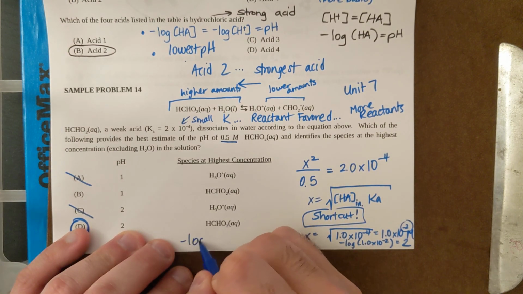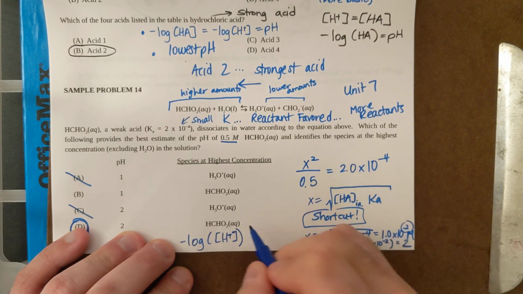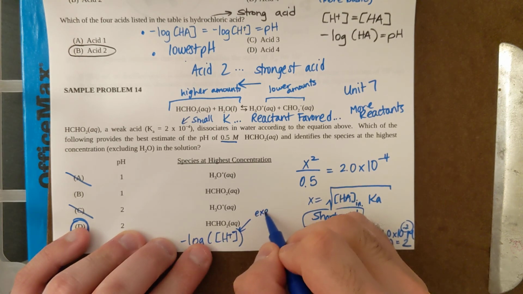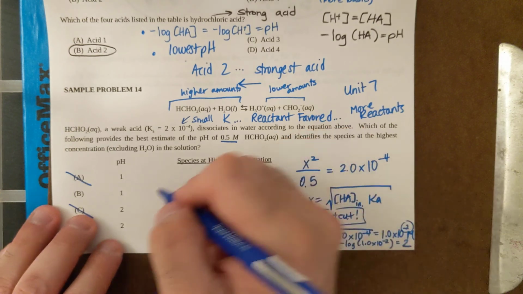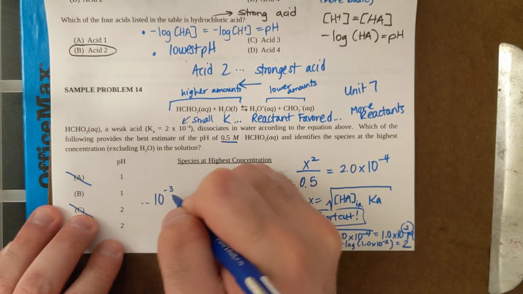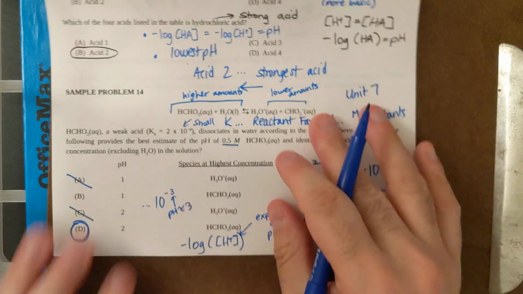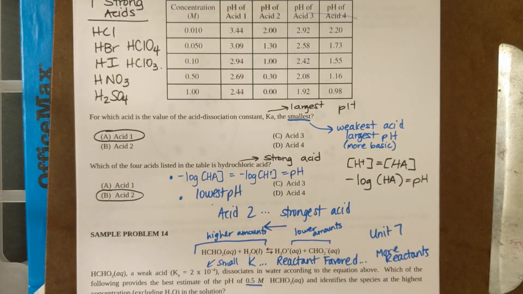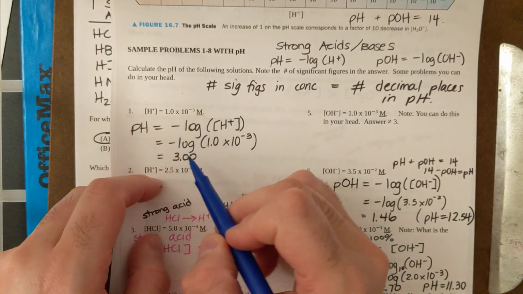If I take the negative log of the concentration of H plus, usually the exponent is going to be equal to the pH. So if I had something times 10 to the minus third, probably the pH is going to be about 3. You could look at page 9, sorry, when you're doing those calculations, right? I have 1.0 times 10 to the minus third, pH is 3.